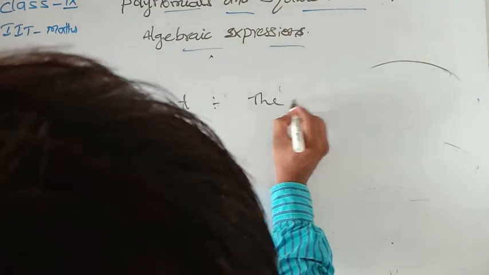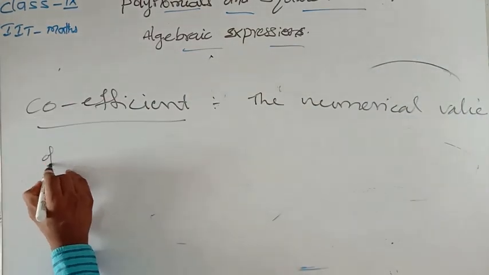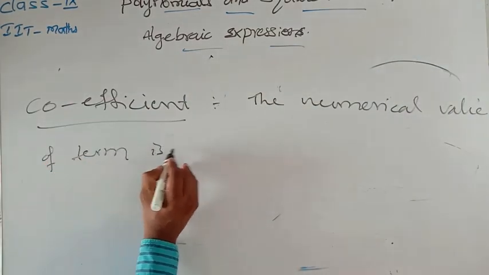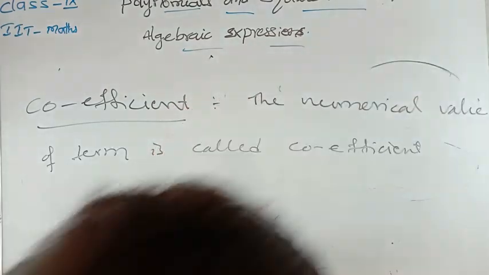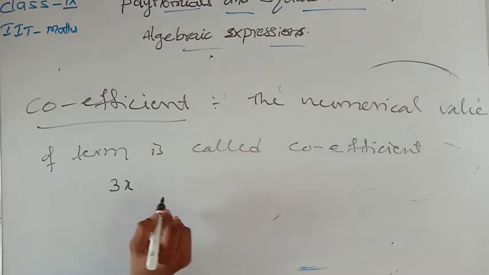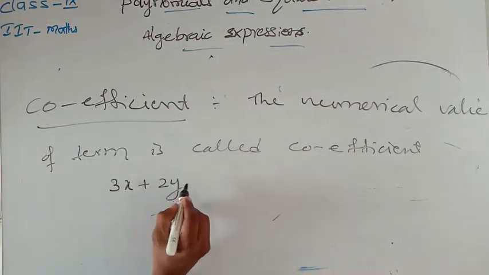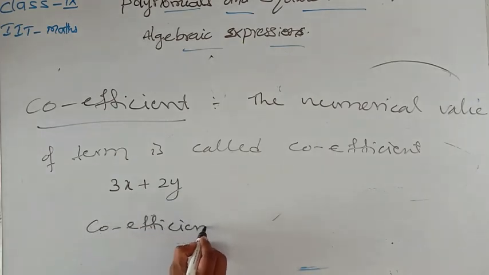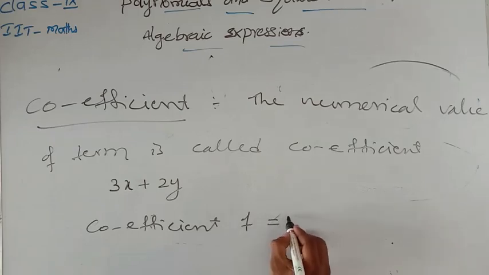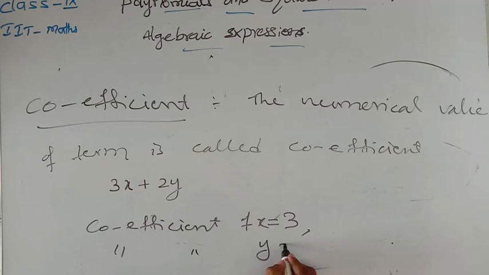The numerical value of a term is called the coefficient of the given term. Example, I am taking 3x plus 2y. So here coefficient of x is equal to 3, coefficient of y is equal to 2.